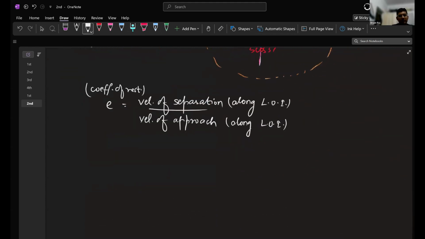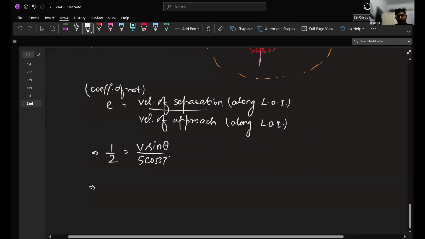e given is what? Half. Yeah. The velocity of separation is v sin theta, we have just seen, and the velocity of approach is 5 cos 37 degrees. This again we have just seen. Is it okay? We cross multiply and solve for theta. So what is 5 cos 37 degrees? Cos 37 degree value, you tell me what is cos 37? I remember you telling me this before.